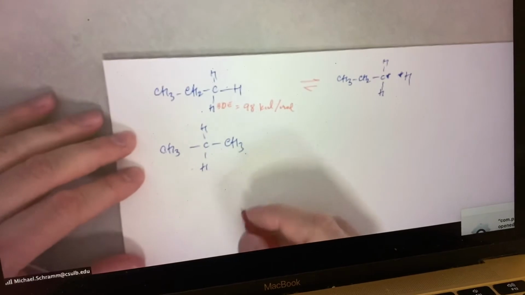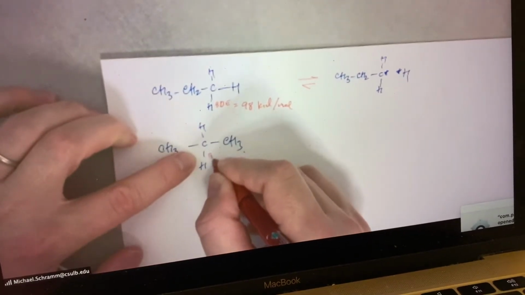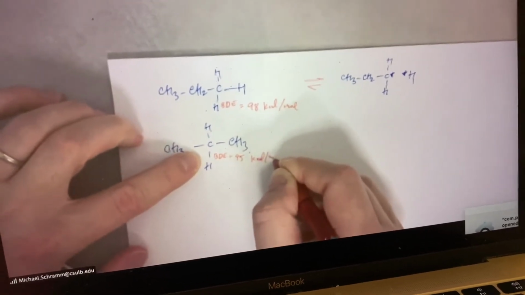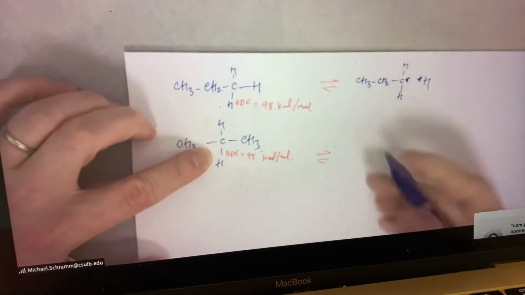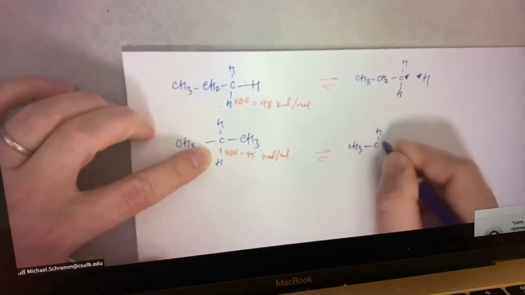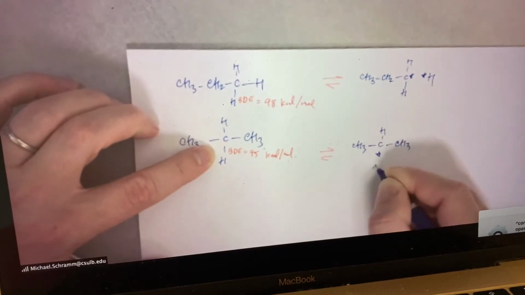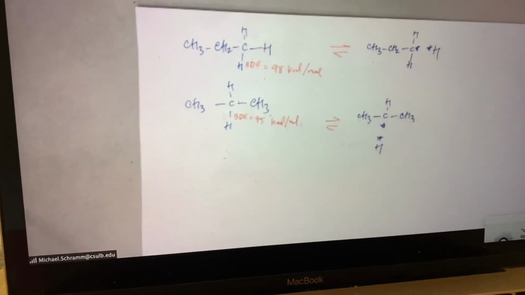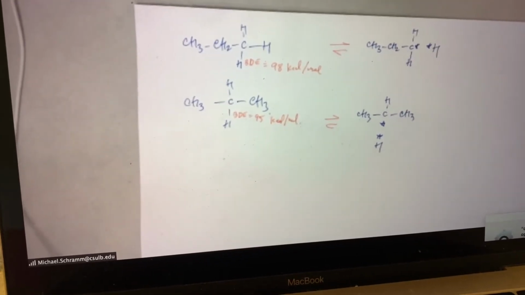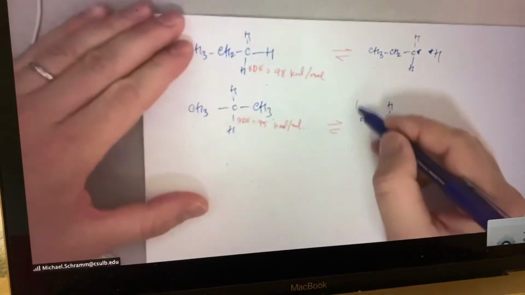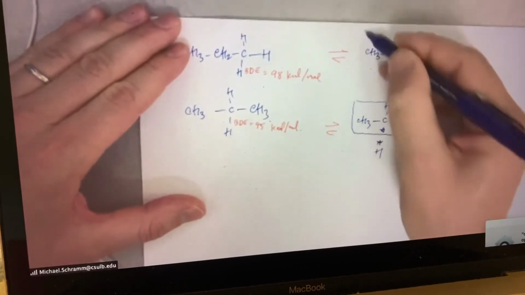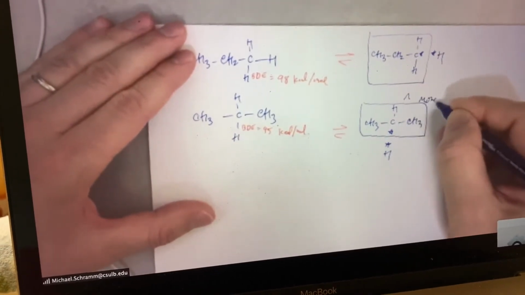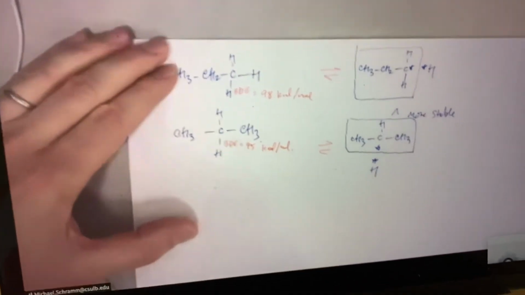The bond association energy at the secondary position in the same molecule is 95 kcals per mole. And it's slightly easier to break the secondary carbon-hydrogen bond, or a carbon-hydrogen bond at a secondary carbon. And the reason this happens is because the secondary radical is more stable than the primary radical.